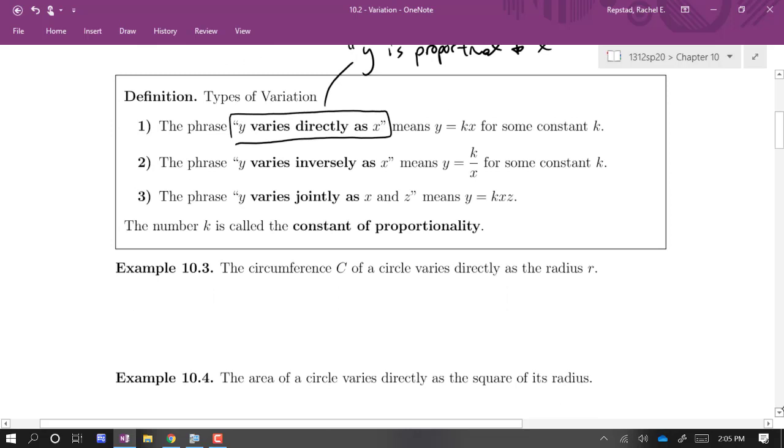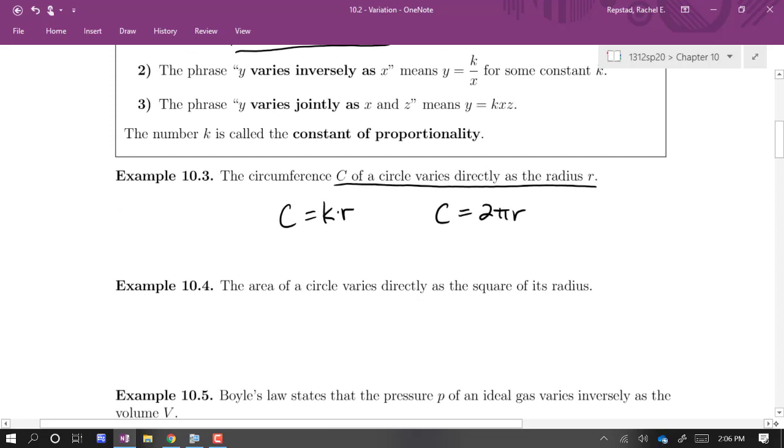A lot of what we do in this section is just going to be parsing out a problem and trying to figure out how we set up the equation. So a quick example, let's say we know that the circumference of a circle varies directly as the radius r. So c varies directly as r, we would say it's some constant k times r, which is true. Now we happen to know what that constant is. That constant is 2 pi, right? Because we know that the circumference of a circle is equal to 2 pi r.